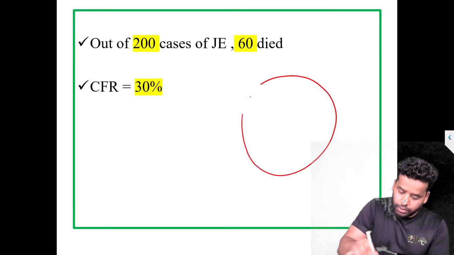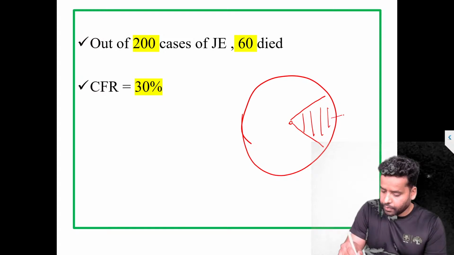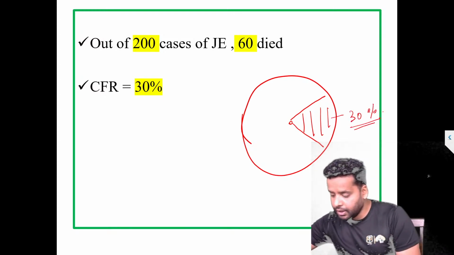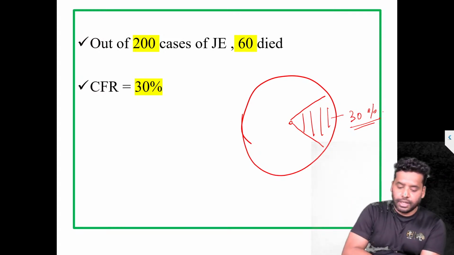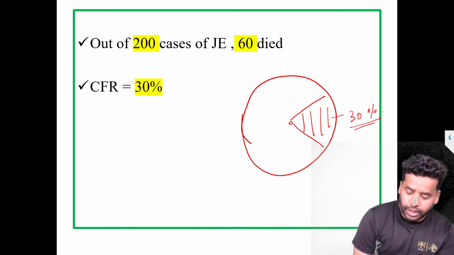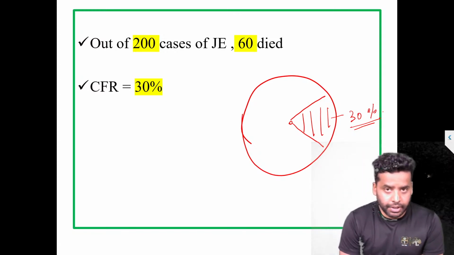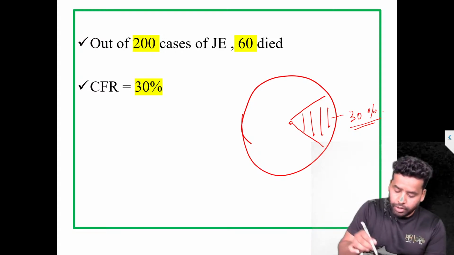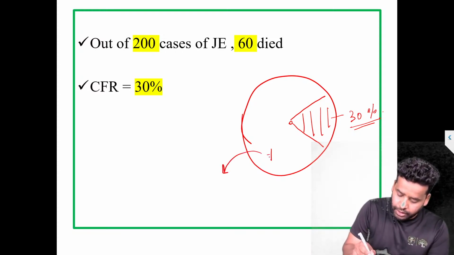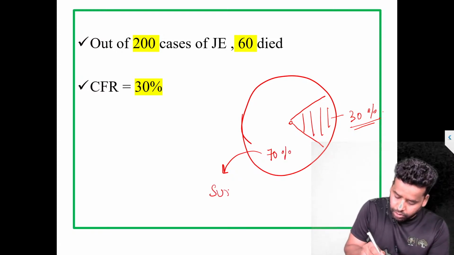What image can you use to represent this? Yes, correct. Pie charts. We can use a pie chart. Write the example. Out of 200 cases, 60 died. Case fatality rate is 30%. What will be the remaining portion? What is this 70%? 70% is survival rate. True or false?